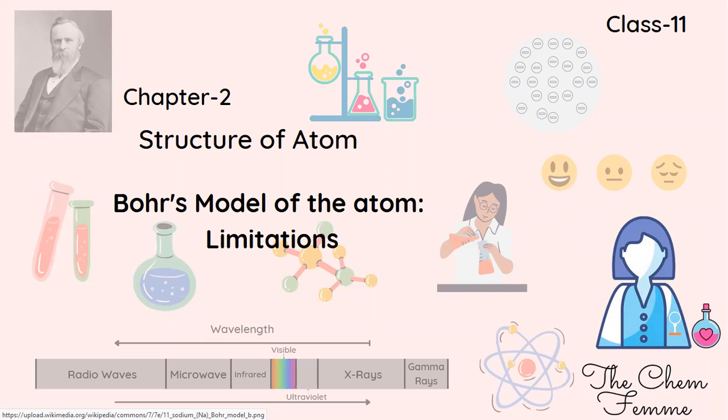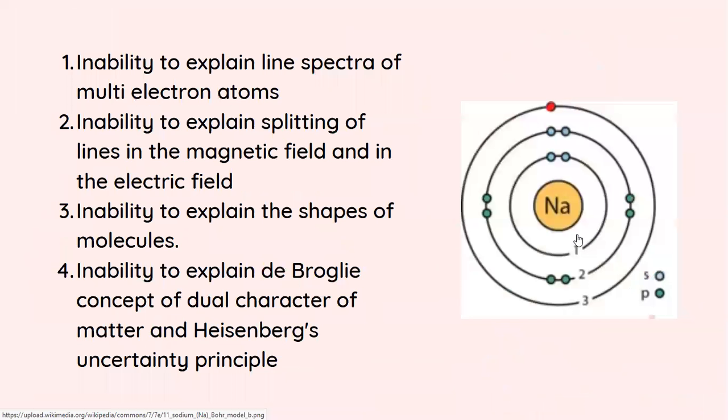In the previous video, we had learned about the line spectrum of hydrogen and all about it. In this video, we are going to be talking about the limitations of Bohr's model of the atom. Bohr's model actually helped explain various concepts that Rutherford's couldn't, but at the same time, it could not explain certain concepts. So here are the limitations.